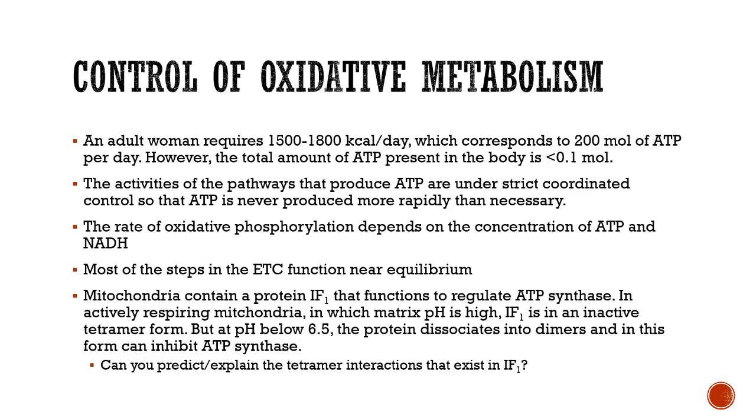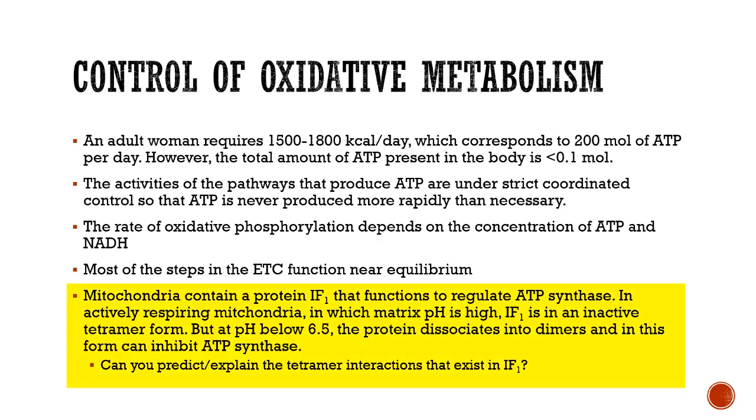The majority of control of the metabolism of glucose to make ATP exists in glycolysis and the citric acid cycle. All of the steps in the electron transport chain operate near equilibrium and are therefore not targets of inhibitors or activators. However, ATP synthase can be inhibited by the self-oligomerizing protein IF1. In actively respiring mitochondria, in which the matrix pH is high because we have a low proton concentration, IF1 is an inactive tetramer form. But if the pH decreases below 6.5, the tetrameric protein dissociates into dimers, which can then bind and inhibit ATP synthase.